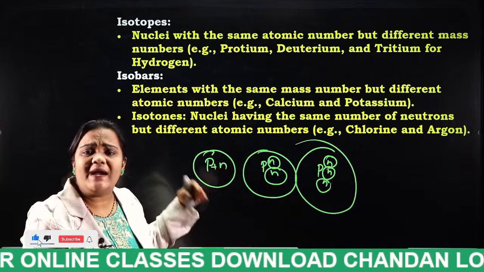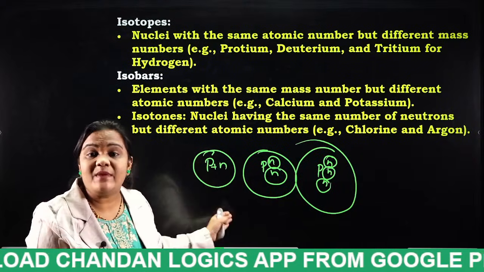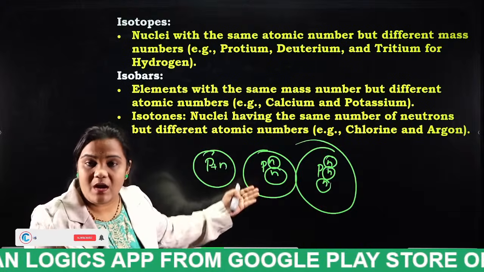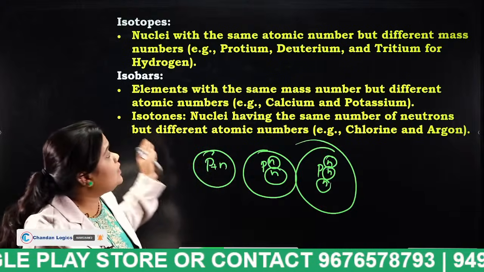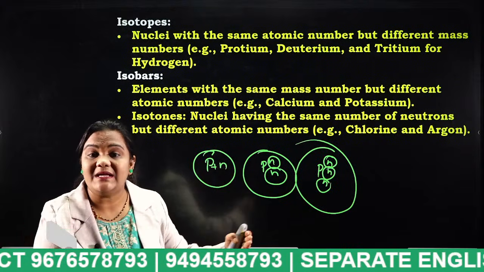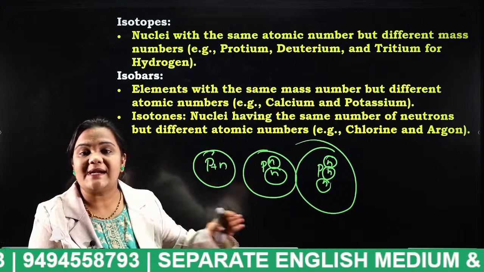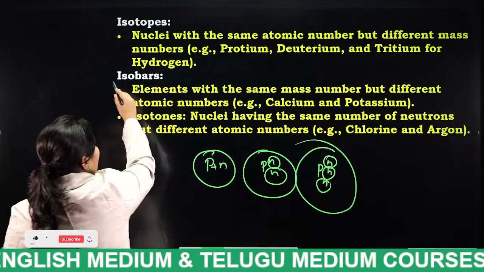So, what can you observe here, students? All 3 of them consist of the same number of protons but a different number of neutrons. That means the nuclei which consist of the same atomic number but different mass number are considered as what, students? Isotopes.